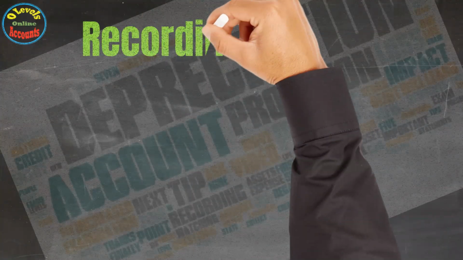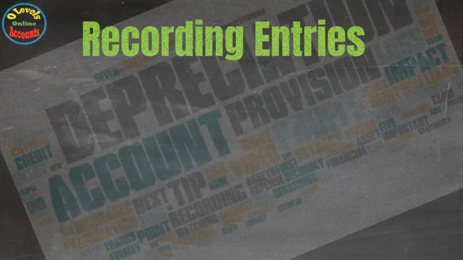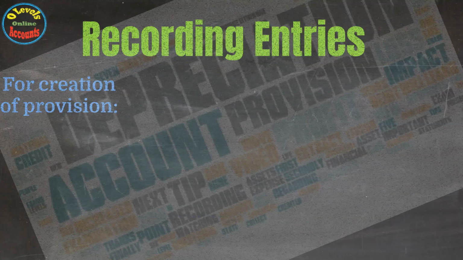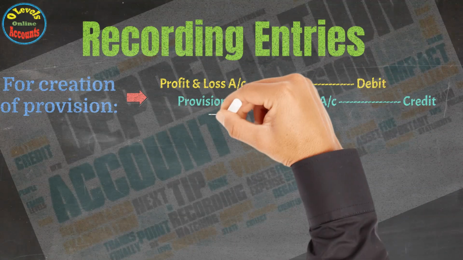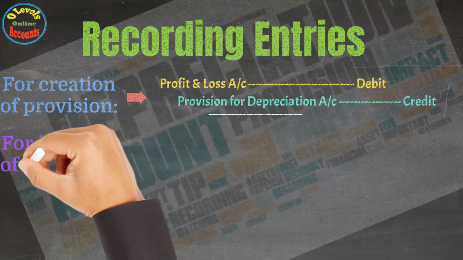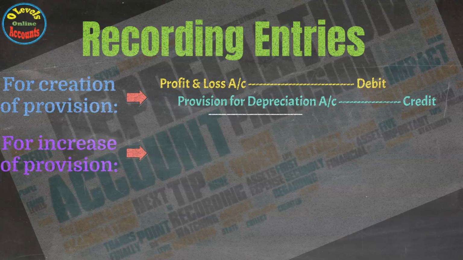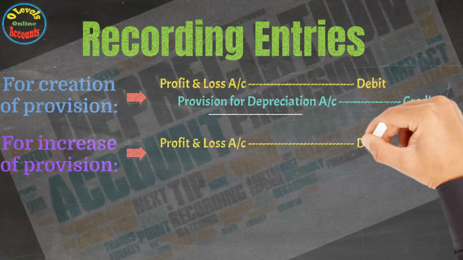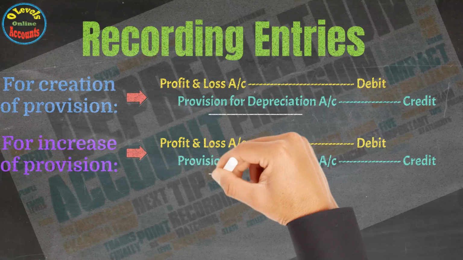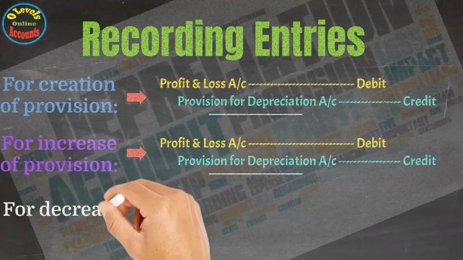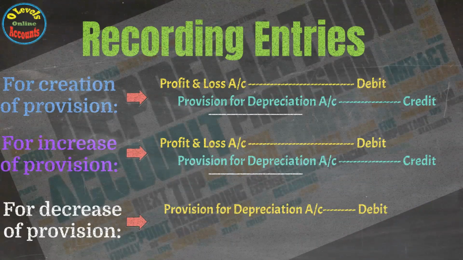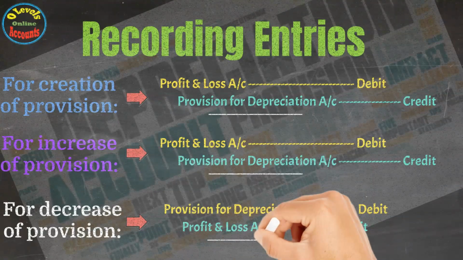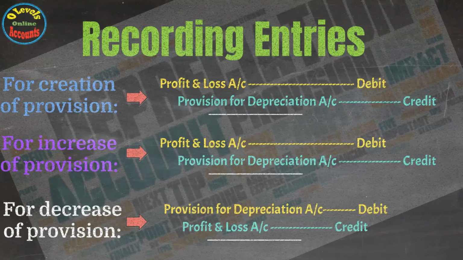The second tip belongs to the recording entries for provision for depreciation. First entry for the creation of provision for depreciation, that is, profit and loss account debit and provision for depreciation account credit. Secondly, when provision increases, the same entry is repeated as at the time of creation, that is profit and loss account debit and provision for depreciation account credit with the increased amount of it. Finally, when provision decreases, the entry would be provision for depreciation account debit and profit and loss account credit with the decreased amount of it. This is the most important aspect for provision for depreciation account, you have to learn and understand for the examination point of view. Let's move to the next tip.